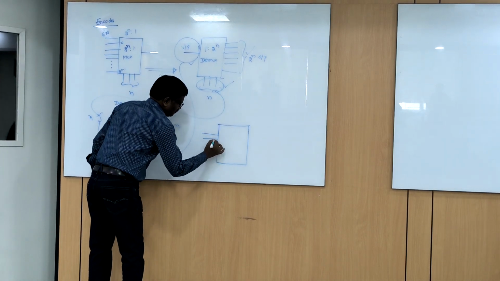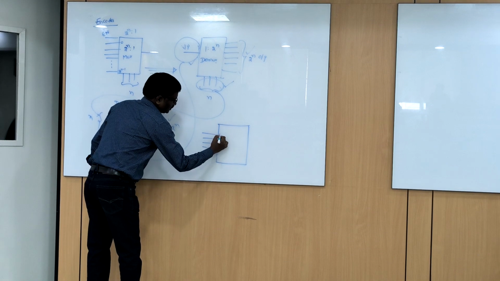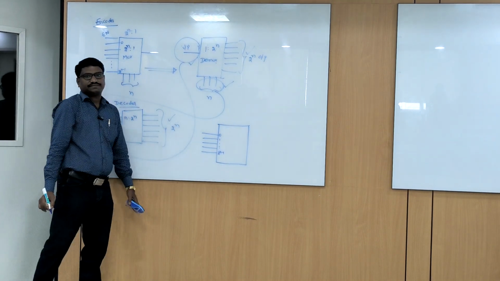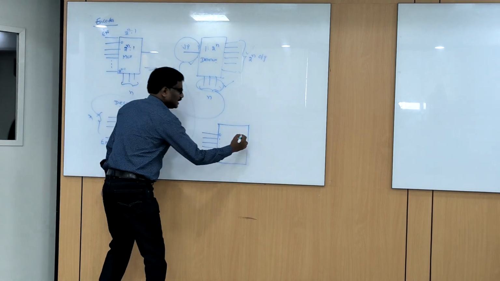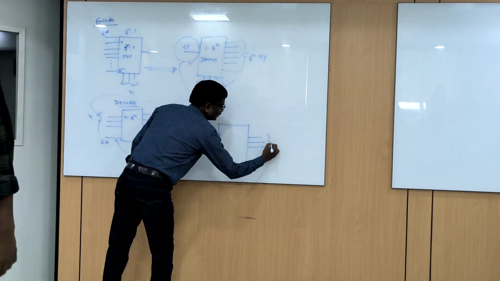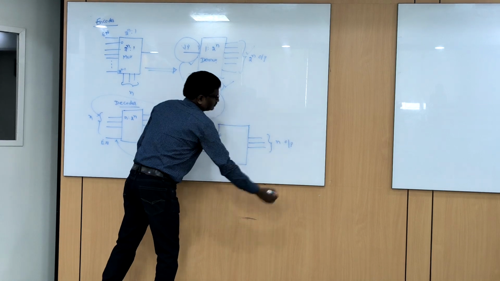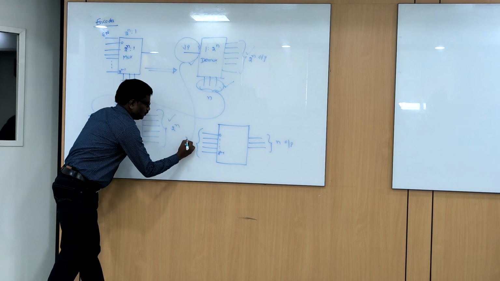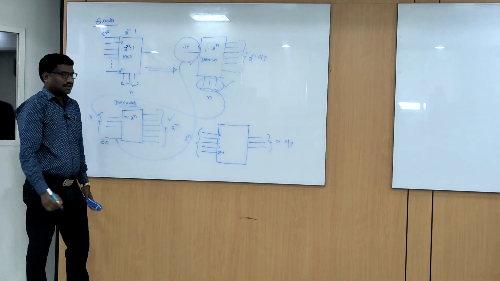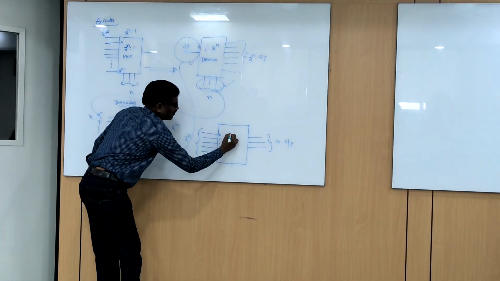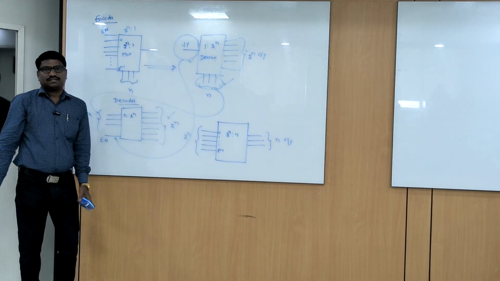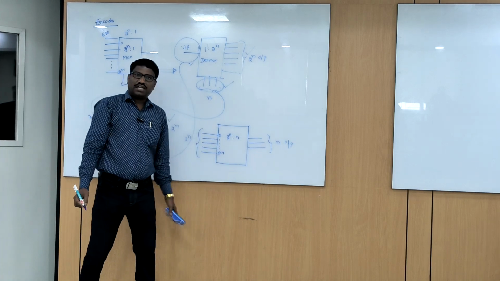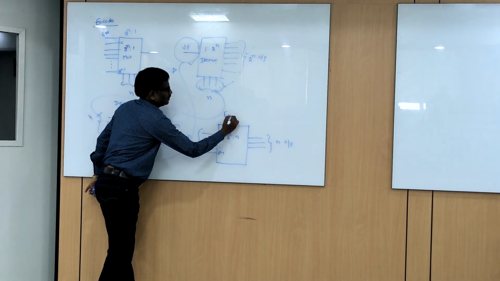So I will be having 2 power n inputs, 0, 1, up to 2 power n minus 1. Then n outputs. Okay, there will be n outputs. How many inputs? 2 power n inputs. So we call it 2 power n is to n. It is a circuit which is having 2 power n inputs and n outputs, known as encoder.